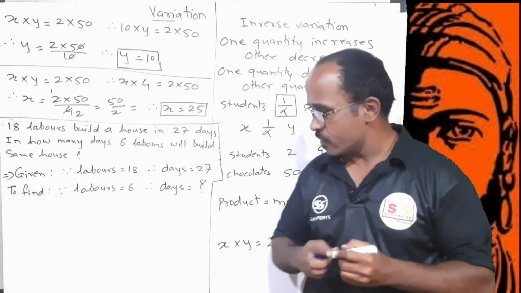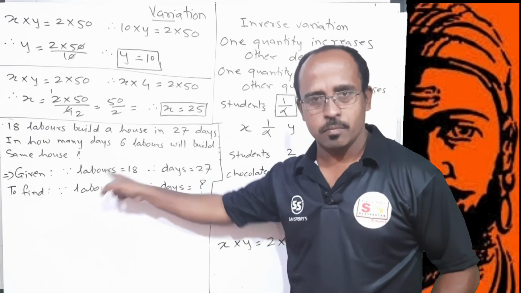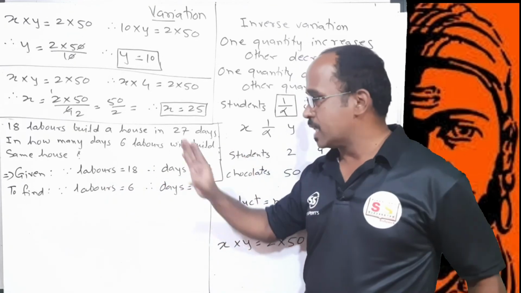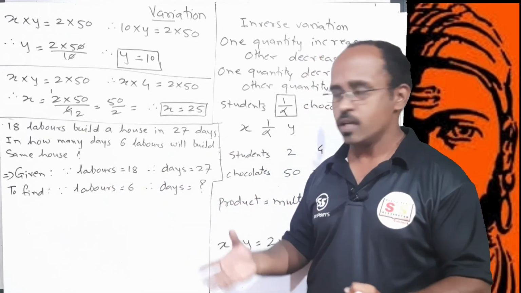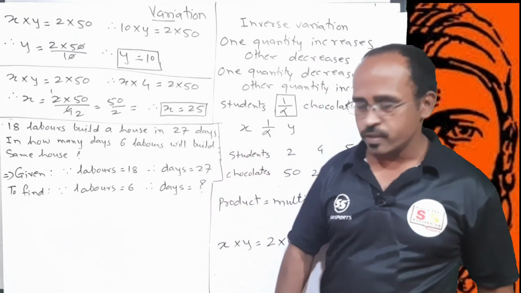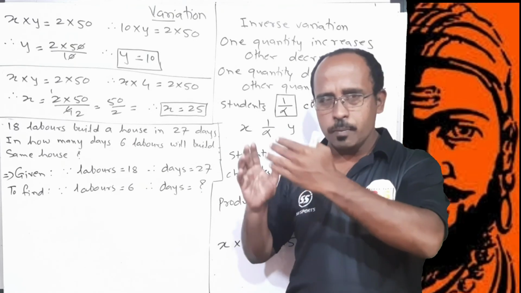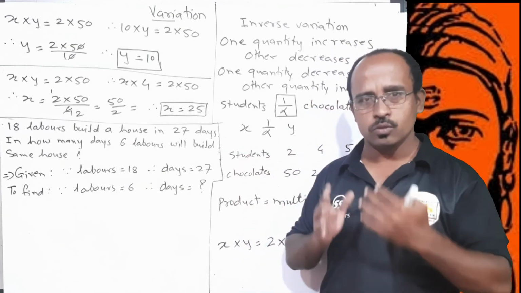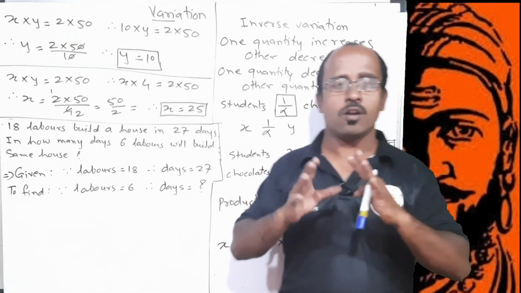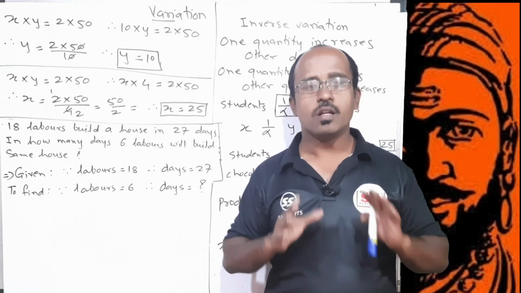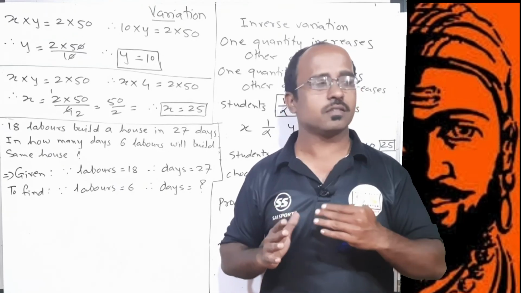What we have to do? We have identified the quantities, laborers and number of days to build the house. Then we have to identify the variation. Is it direct variation or inverse variation? Students, 18 laborers, 27 days. If laborers decrease from 18 to 6 to build the same kind of house, will the number of days increase or decrease?